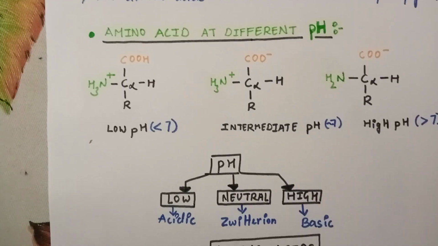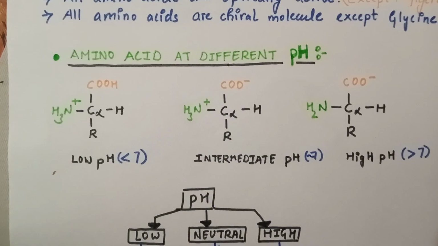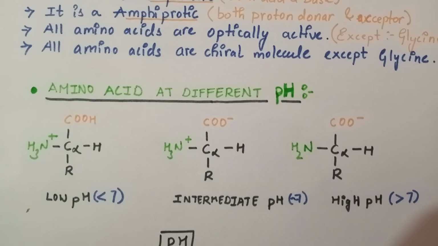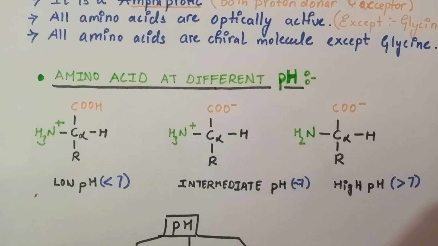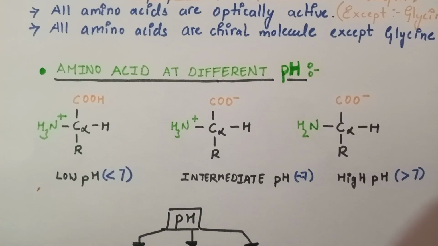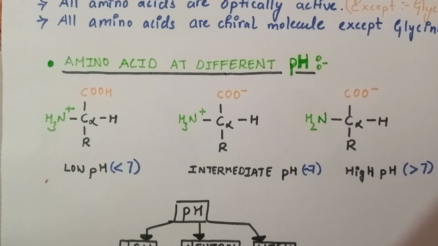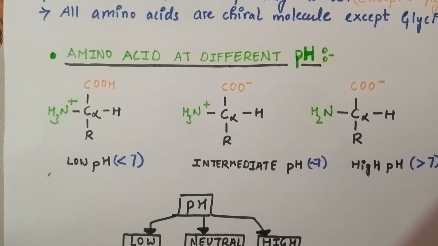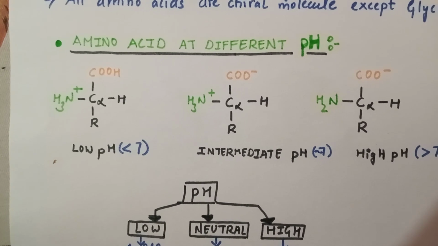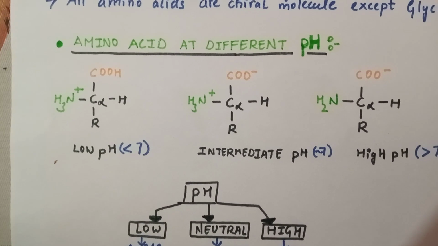If we talk about the effect of pH on amino acid, at low pH, amino acids are acidic in nature. At intermediate pH, amino acids are neutral in nature, while at high pH, amino acids are basic in nature.